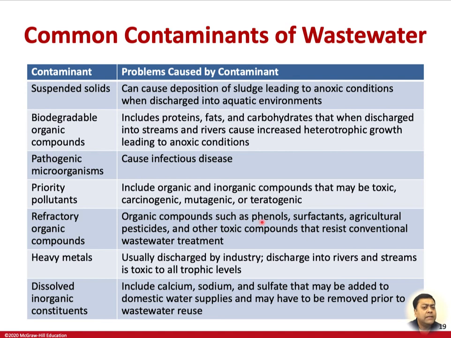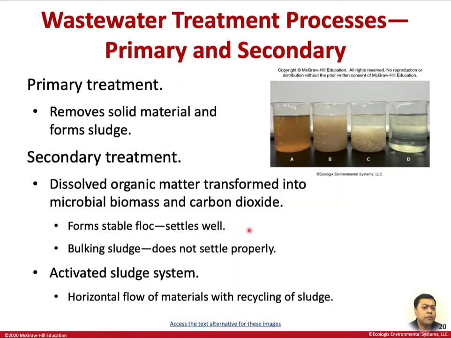So we are going to look at how these could be detoxified in the 43.4 section, the bioremediation chapter. Also, you have the heavy metals usually discharged by industry into river streams as toxic metals. These are toxic to all trophic levels, from the primary autotrophs to the secondary and tertiary heterotrophs as well. And also you have dissolved inorganic constituents: calcium, sodium, sulfate may be added to the domestic water supply and may have been removed prior to the wastewater usage as well. So these are some of the contaminants of the wastewater, and we're going to see what we can do to treat this wastewater.